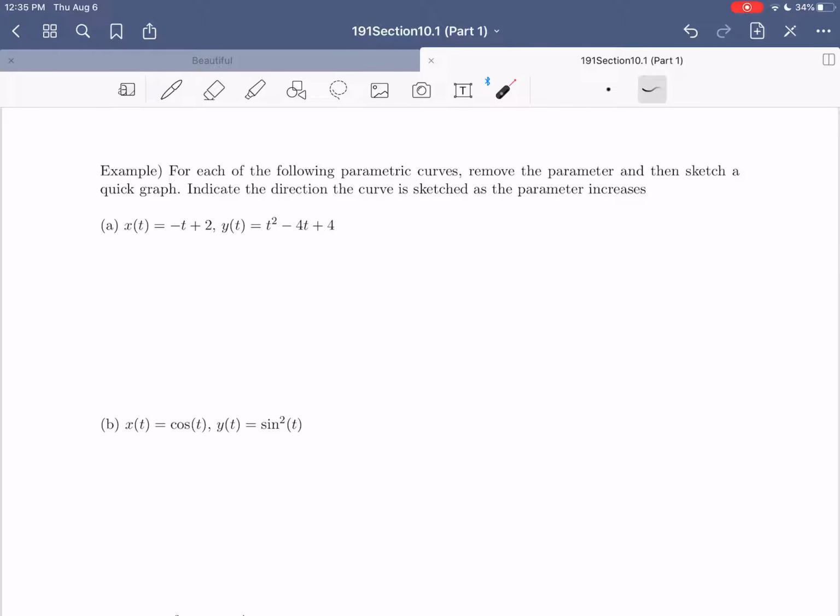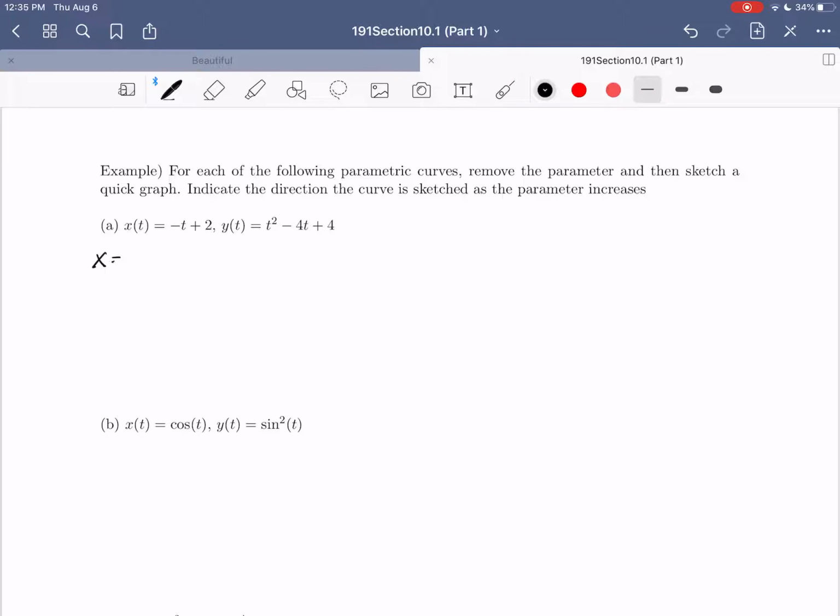This first one says we have this parametric curve, x of t equals negative t plus 2, y of t is t squared minus 4t plus 4. Now, could we just go ahead and graph this in its parametric form? For sure, make a table of values, do all that. But let's try to follow what they're asking us to do here, which is to remove the parameter and then just quickly sketch the graph based on our normal understanding of graphs. So let's see if we can remove this parameter.